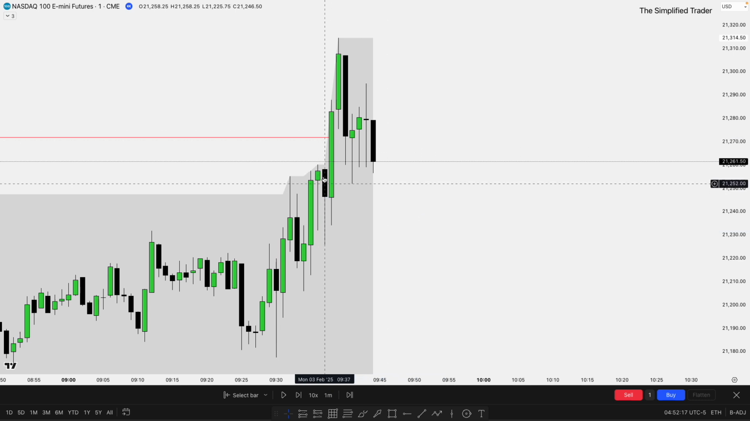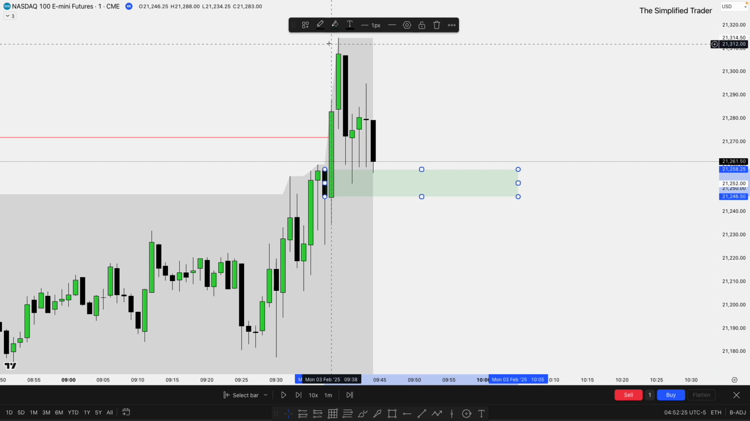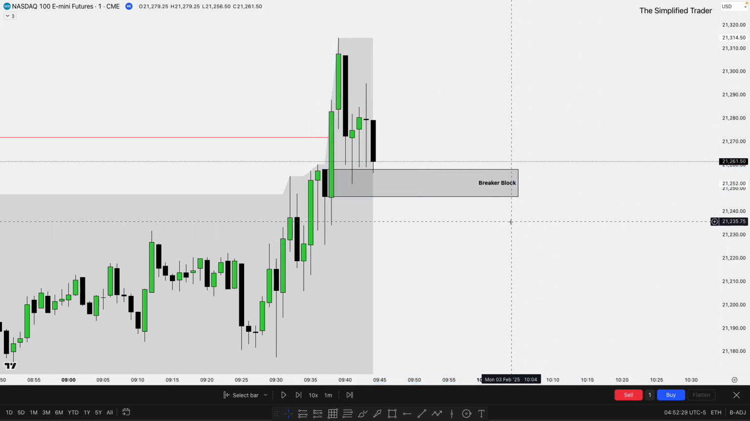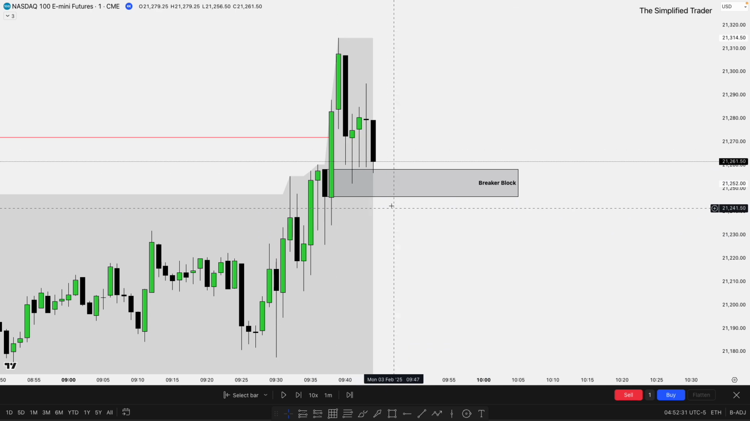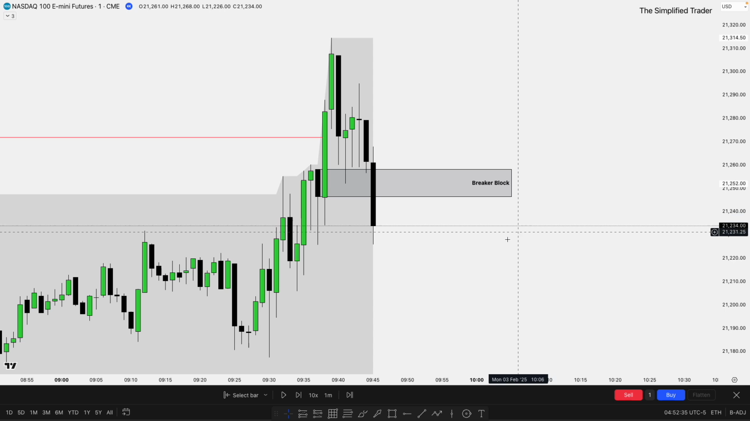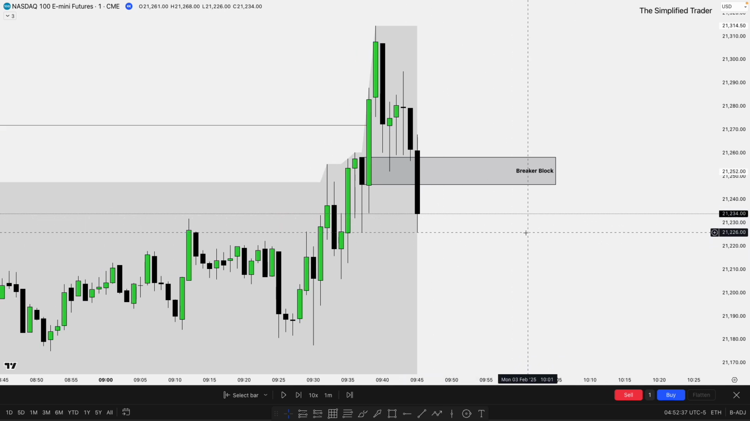The breaker block will be this single down close candle from this high to a higher low. Measure it from the body to the body. That is your breaker block. And now what do we need? We need a closure below that breaker to confirm a reversal. So we are waiting for price action to close below it. So now we have closed below it.